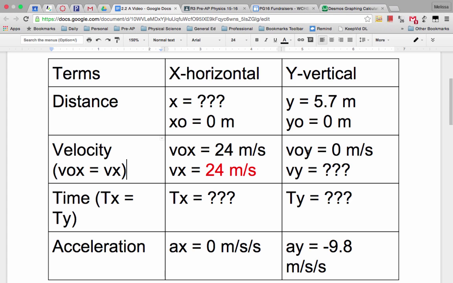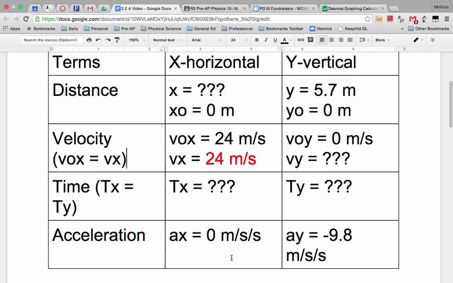We're also given that V naught Y is 0 because it's like a falling object. Once the object is in the air, all it does is fall. We don't know Vy. We don't know how fast it's going at impact. Time X and time Y we don't know, but we do know that they're equal to each other. So once you find one, you've found the other. Finally, acceleration. Horizontally, there is no acceleration, so that equals 0, and that is a default always equals 0. And AY, the vertical acceleration, is a negative 9.8 meters per second per second.